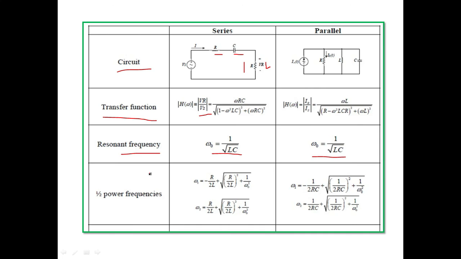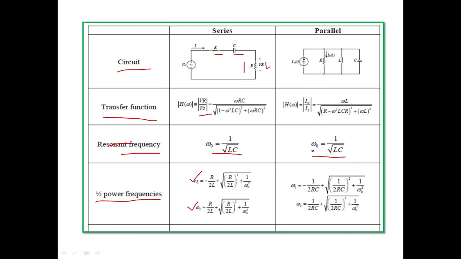Then the half power frequency should be given. In case of the half power frequency, there are two frequencies, one is the lower cutoff frequency and the other the upper cutoff frequency. Its value should be the same, just changing the sign: omega 1 is minus R upon 2L plus root of (R upon 2L) squared plus 1 upon omega 0 square. And omega 2 is R upon 2L plus root of (R upon 2L) squared plus 1 upon omega 0 square. This is the half power frequency for the series RLC circuit.